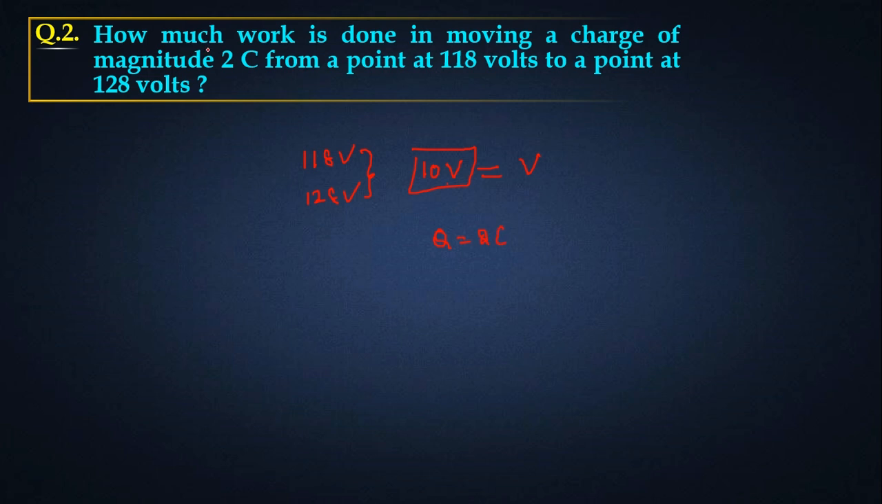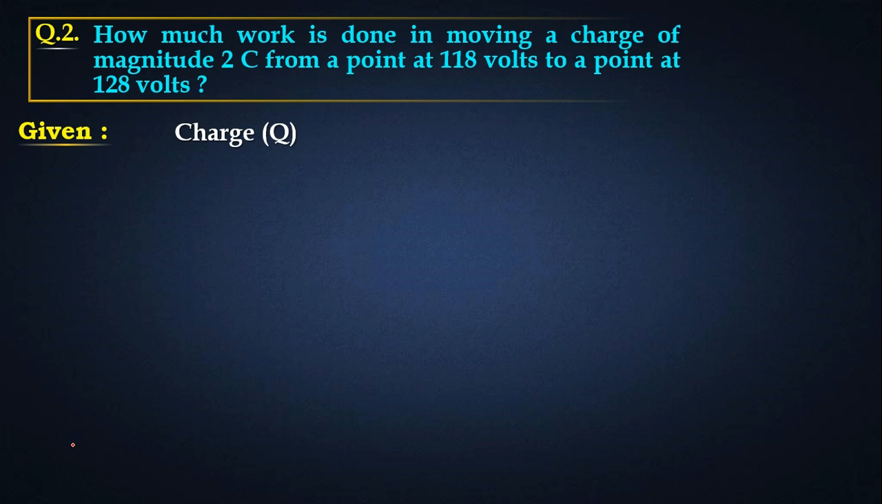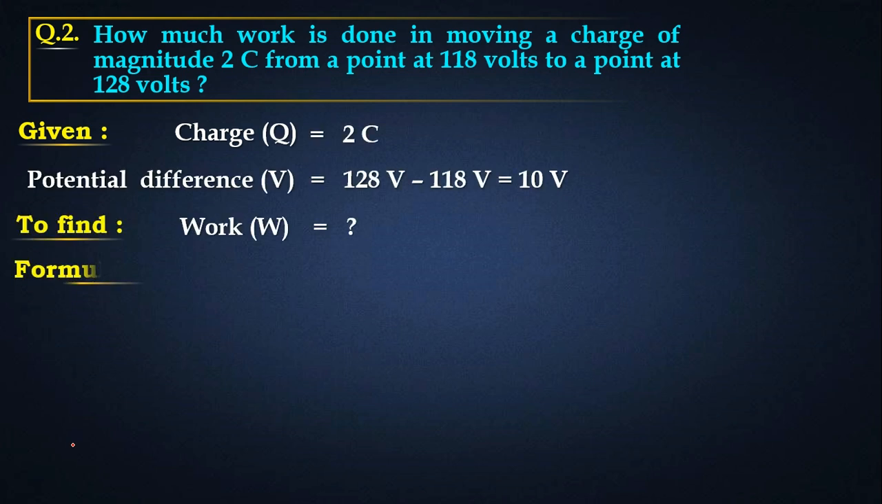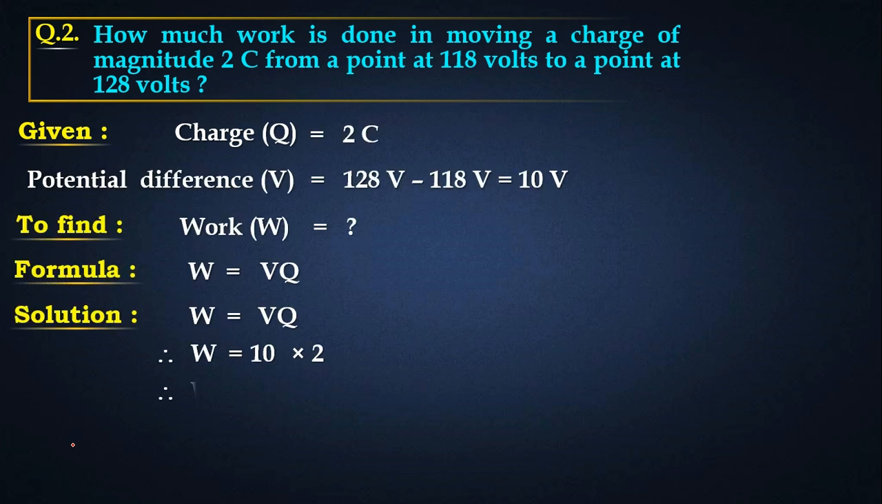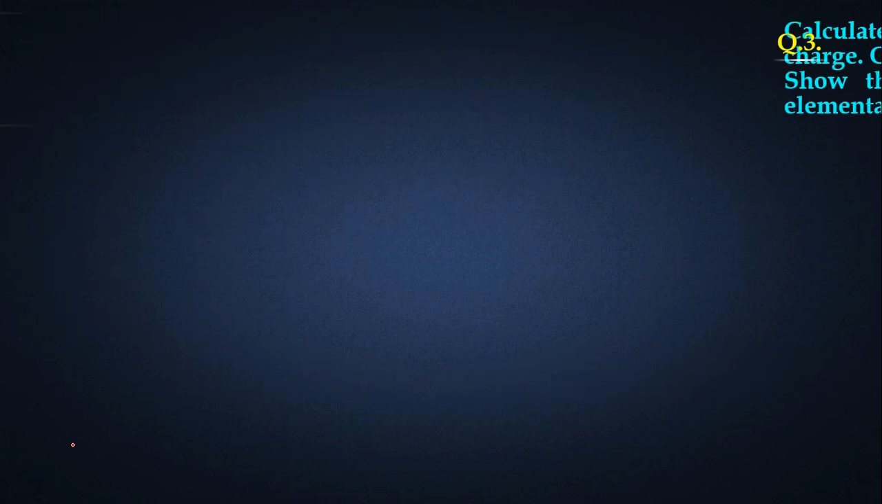Okay, and what he asked, how much work? W is equal to question mark. Is it right? So we know that V is equal to W by Q, then W is equal to V into Q. So that is equal to 10 into 2. So that is equal to 20 joules. 20 joules is the right answer. Is it right? So very easy question. So he asked how much work is done in moving a charge of magnitude 2 coulombs from 118 to 128, it means 20 joules. So the work done is 20 joules.